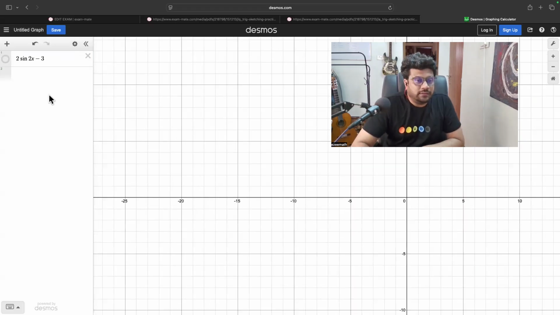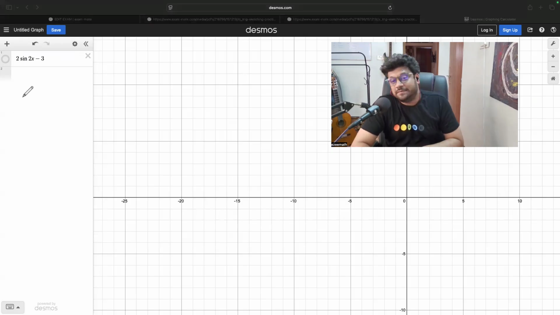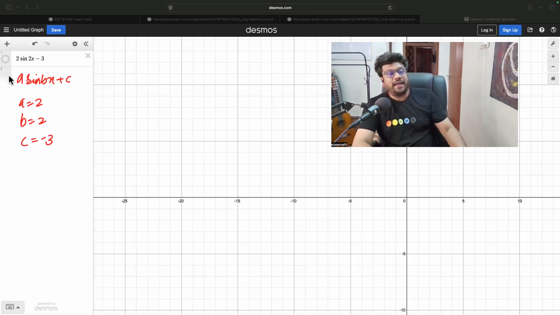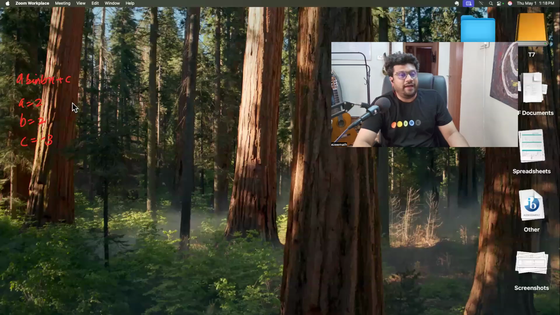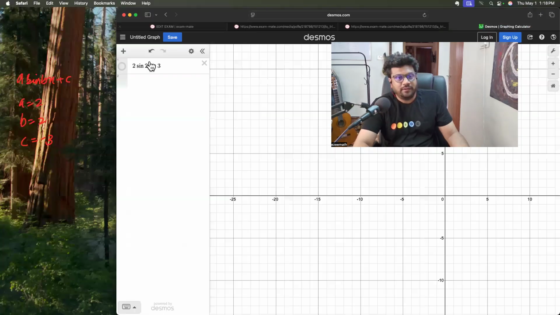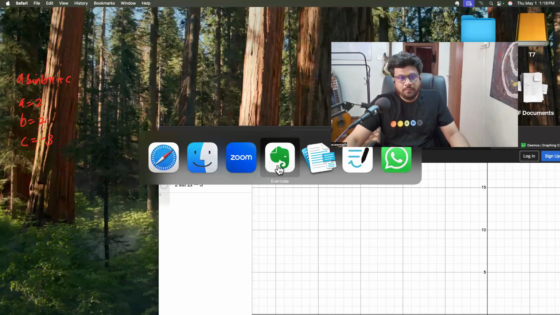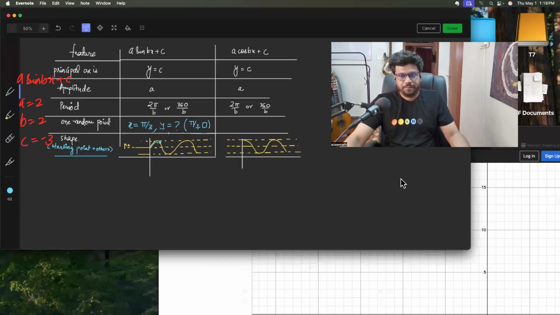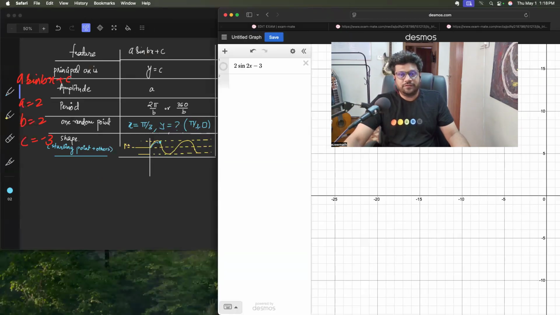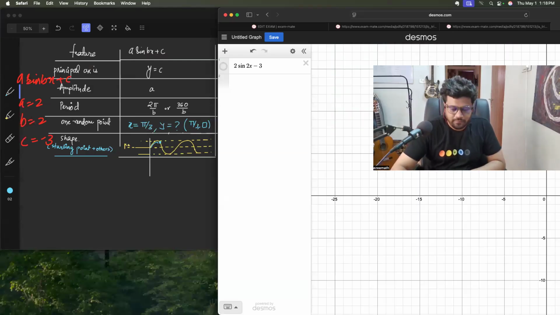So the curve which is usually going to be seen in additional math, a sine of bx plus c, what I have done is I've taken a as 2, b as 2, and c as negative 3 by my little chart that I have there. Let's bring that chart about here. Okay, with that chart here, let's just compare.